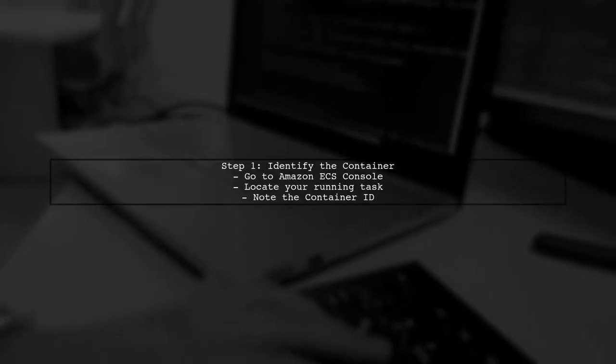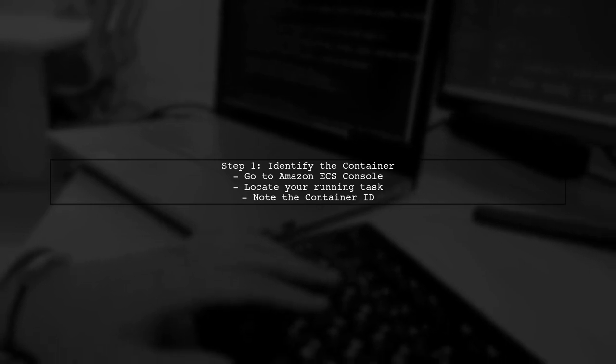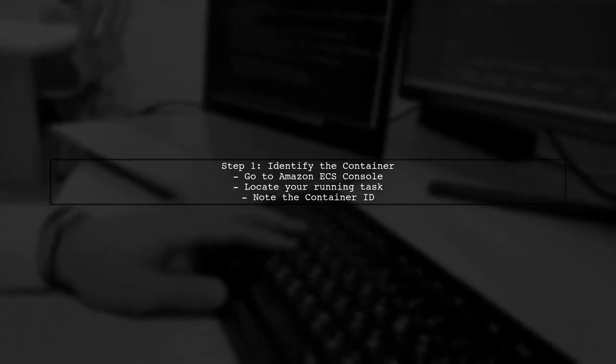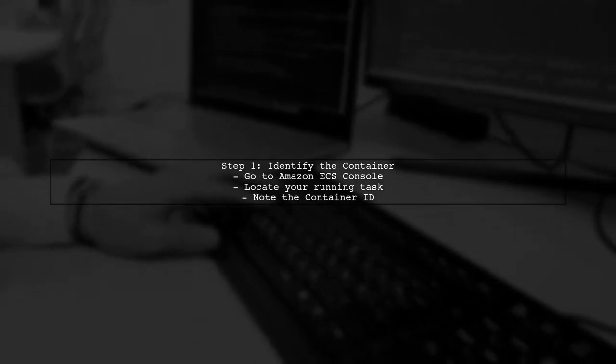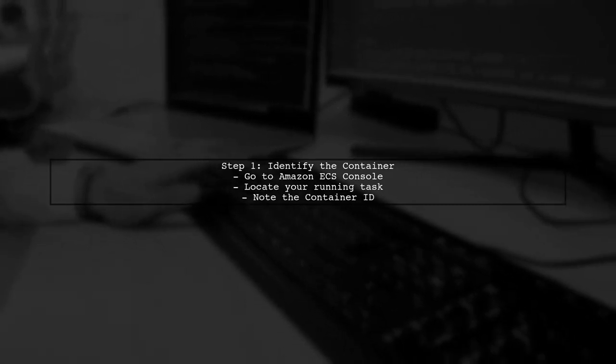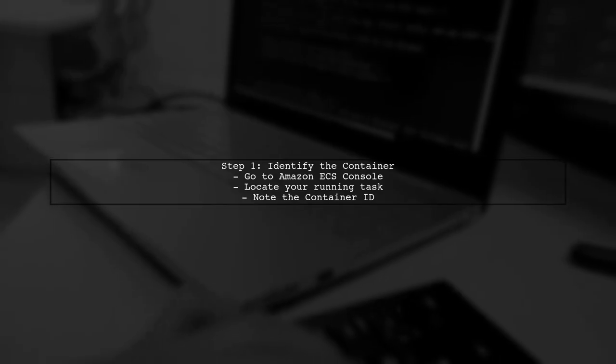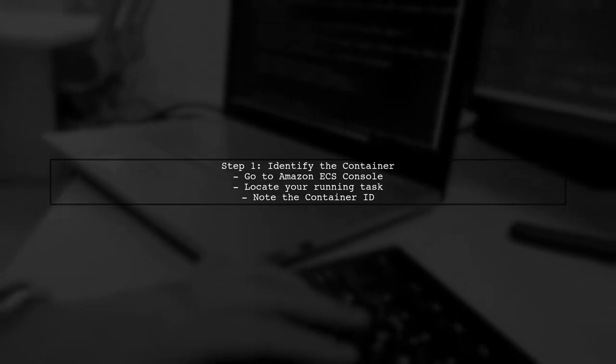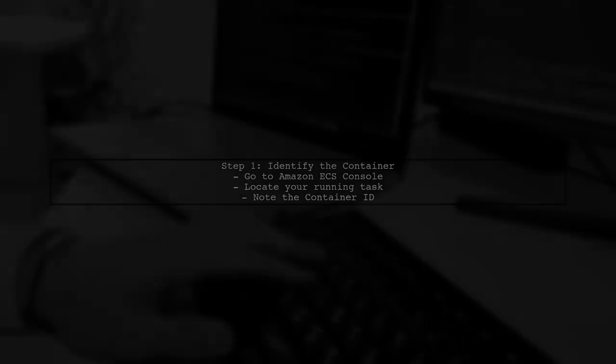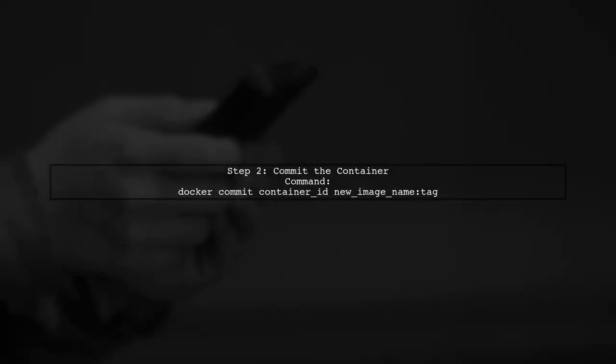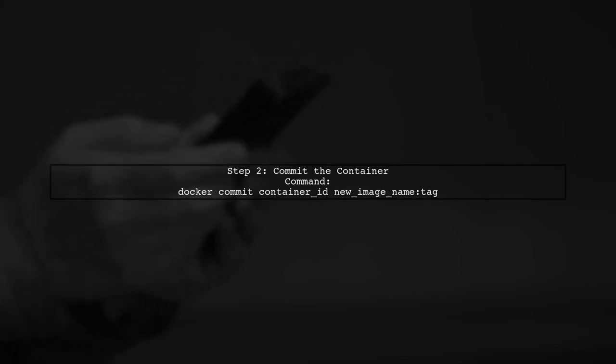Let's get started. To create a new Docker image from a running container on Amazon ECS, we first need to identify the container we want to use. You can find the container ID in the Amazon ECS console. Next, we will use the Docker command line to commit the running container as a new image. Open your terminal and run the following command, replacing container ID with your actual container ID.